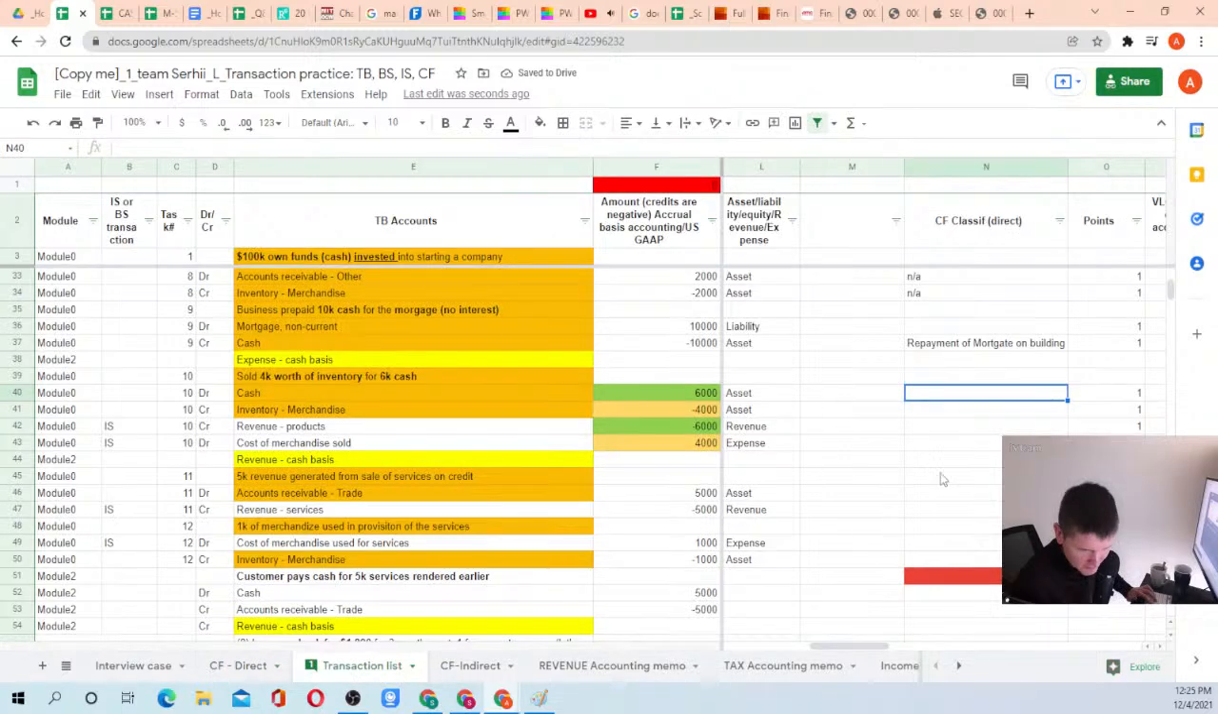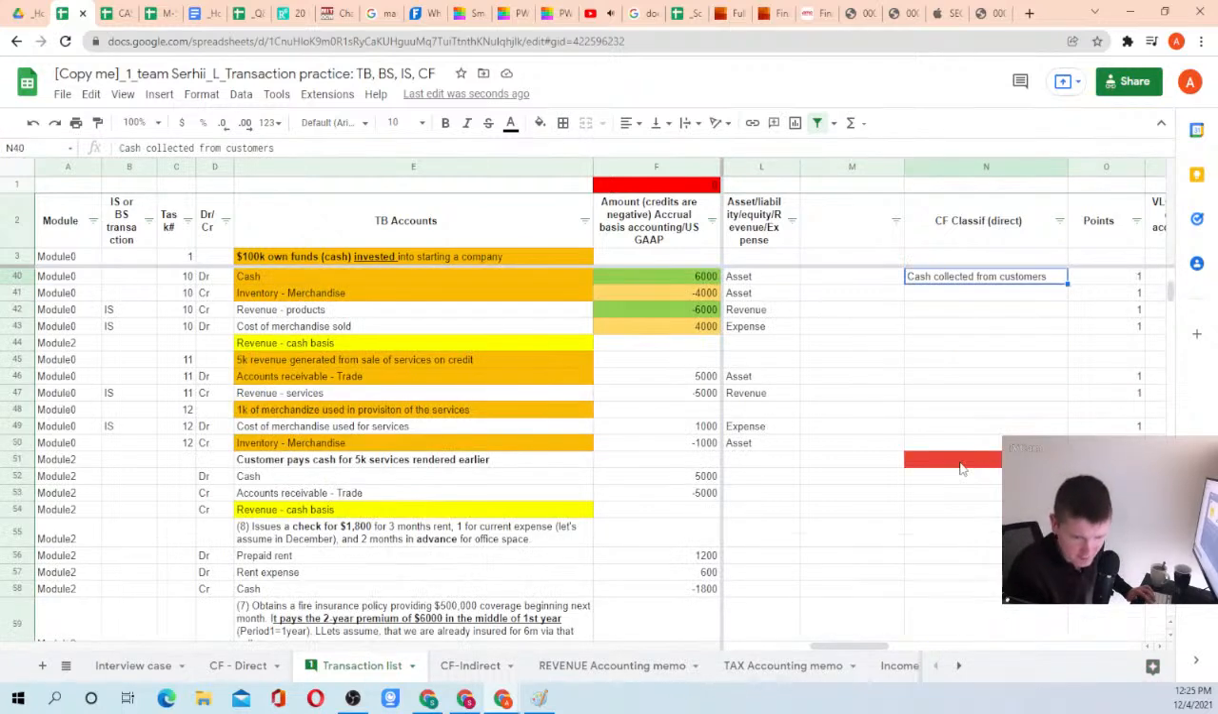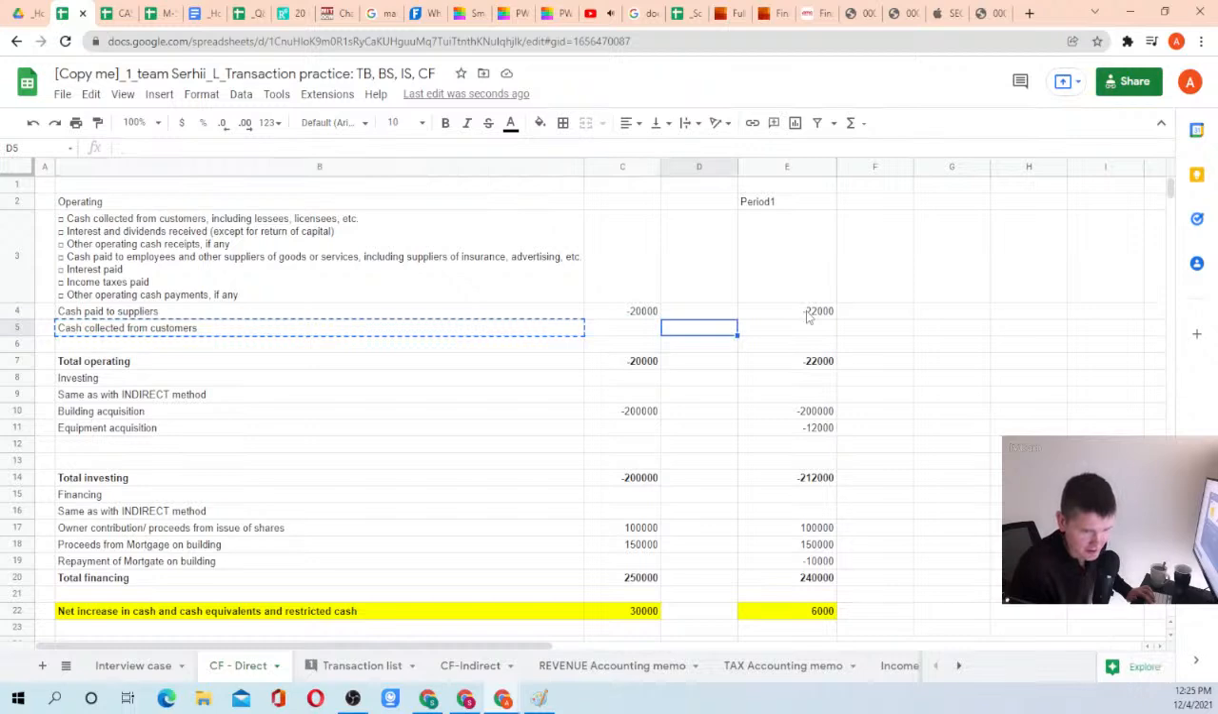Okay, we take this one and we send it here. The other items are related to accrual accounting and they are not related to our direct method of cash flows. So we only play with the cash. And then we have trade accounts receivable, so we sold on credit and we used 1,000 of merchandise. So no cash changed hands here. And at this point we ended up with our transactions. Let's go to our cash flow statement.